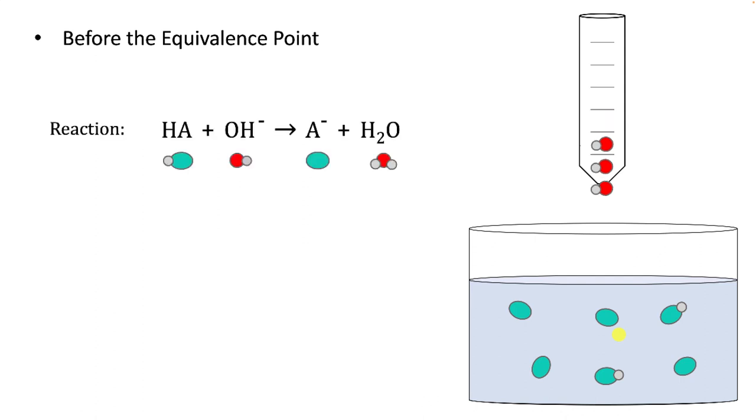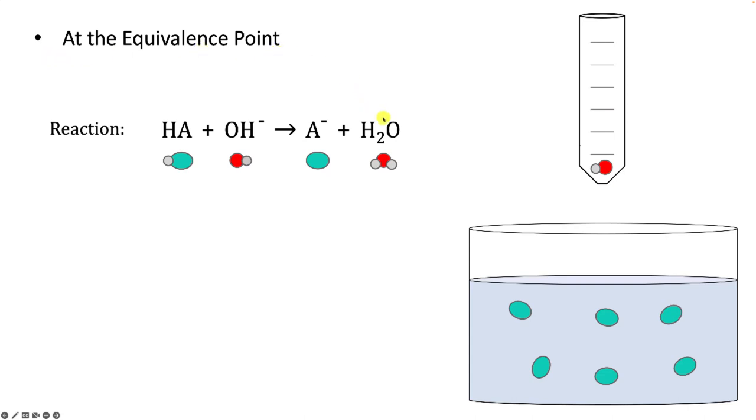And then, if we do a little bit more, now we're down to very little HA, a fair amount of A minus. We still have those as our two main species, but it may not be a buffer at some point because we have too little HA. And then finally we add enough to have reacted with the last HA molecule. So all of the HAs have been converted into A minuses, and we're no longer moving towards the equivalence point.